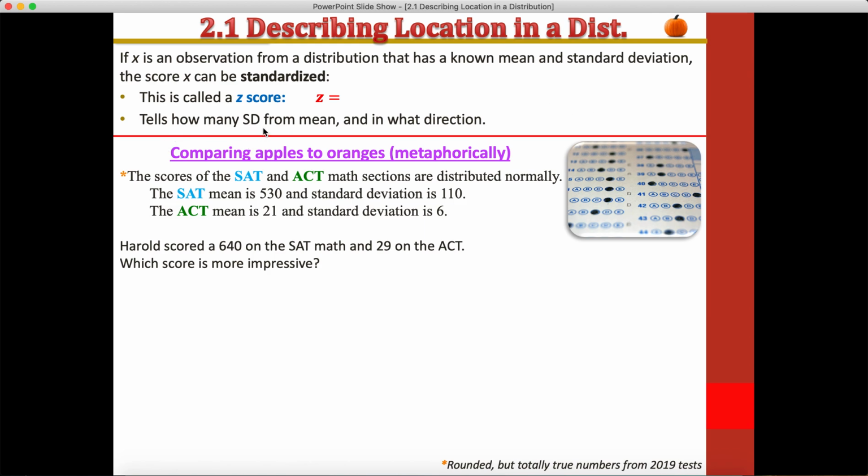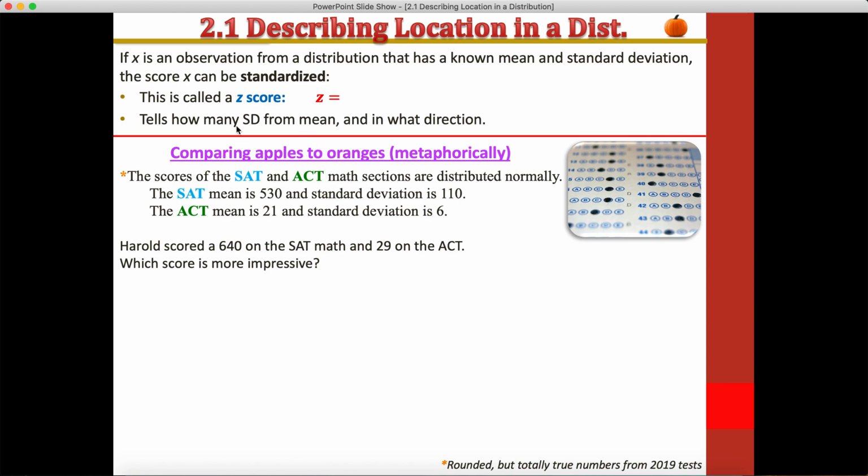Again, we're going to talk about standardization, maybe something you can relate to, because these are actual SAT numbers from last year. In general, if X is an observation from a distribution that has a known mean and standard deviation, the score X can be standardized. What does it mean to standardize something? Doing that puts things into perspective, and lets us look at a data point relative to the mean and the spread of that distribution. It's what allows us to, metaphorically, compare apples to oranges.